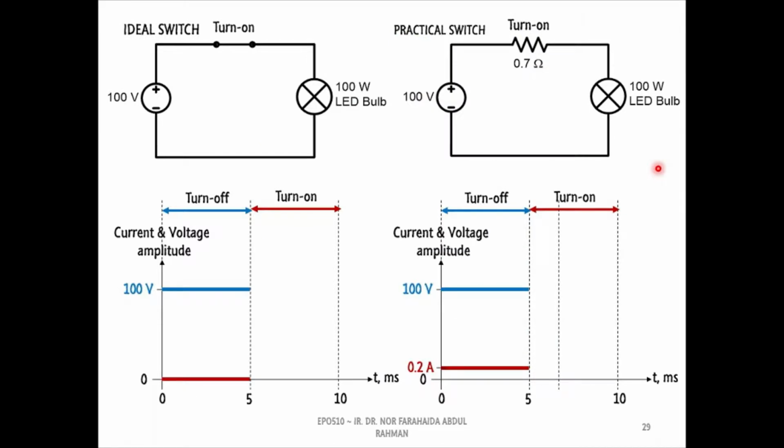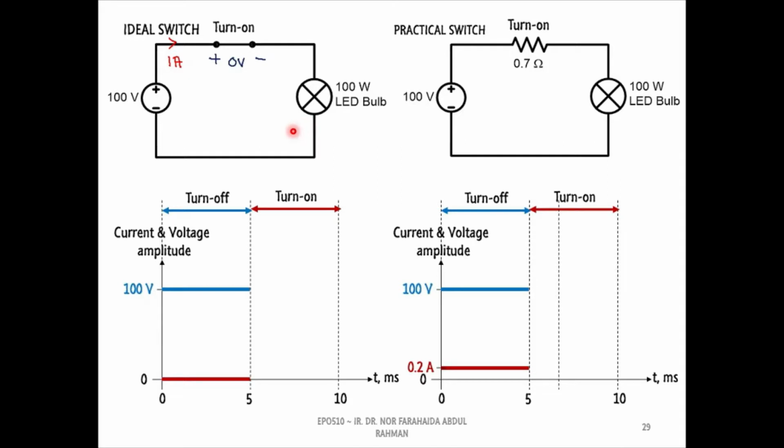Next, let's see the equivalent circuit of the power switch during the on state. For an ideal switch, we can consider the inner resistance equals to 0. Thus, the power switch is equivalent to a short circuit and the voltage across it is 0. At this condition, the switch can conduct high current from the voltage source to the load.